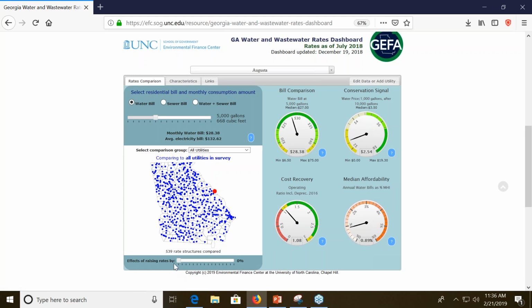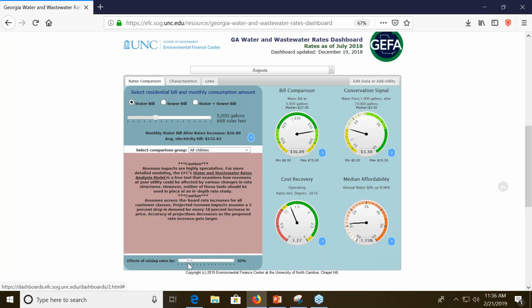This little bar beneath the map here is a basic way to look at how much your rates would need to be raised using your current rate structure to meet whatever goal you're setting here. So let's say they're at 1.08. How much would it need to be raised to get them at maybe 1.15? And this goes all the way up to 150%, pretty extreme. Hopefully you don't need to raise your rates that much. Let me drop it down a little bit more. Okay, so if they wanted to get to, let's say, that 1.15 marker, they would have to raise rates 11%.